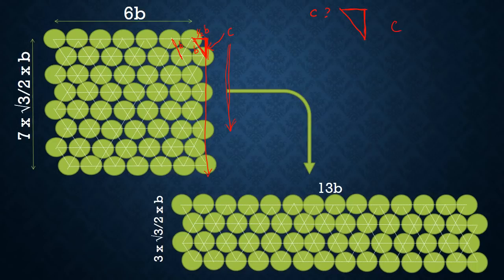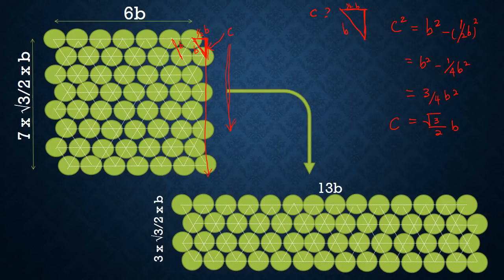So C squared is equal to B squared minus half of B squared. When you have B squared minus half of B squared, it will be equal to B squared minus 1 over 4 B squared. It will be equal to 3 over 4 B squared, and so C is equal to square root of 3 over 2 B.